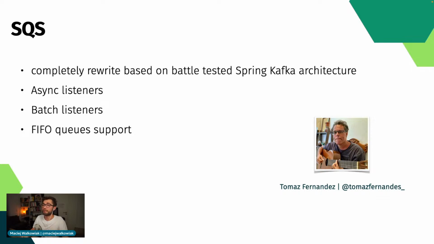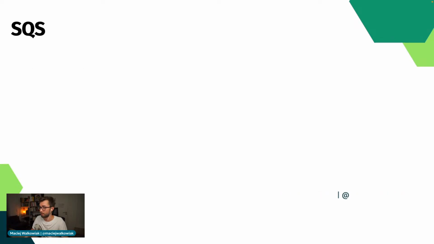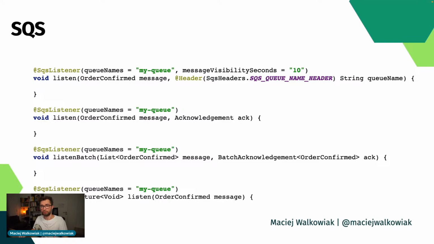So first of all, he addressed, I believe, all the bugs that we had in SQS that we struggled to fix in the previous implementation, but also added asynchronous listeners, batch listeners, and support for FIFO queues. So now it works in the following way. You can just listen like you used to before. The listen method just takes whatever goes in the payload, and then you can fetch some extra data from the message itself, like using the header annotation.